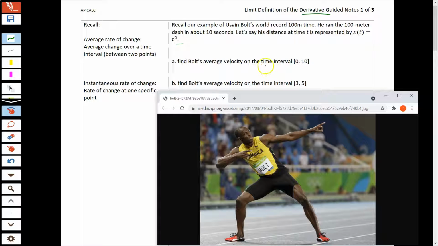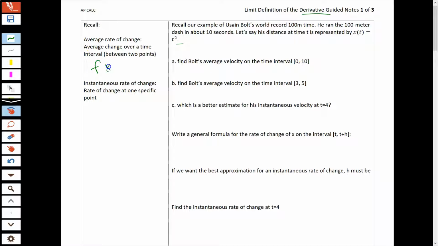It's essentially our slope formula, right? So that would be f of x1 minus f of x2 over x1 minus x2. So that was pretty easy. And then instantaneous rate of change is what we're interested in. And that's his rate of change, his speed at one specific point or one specific instant, right?